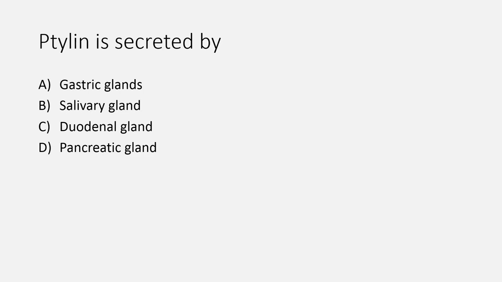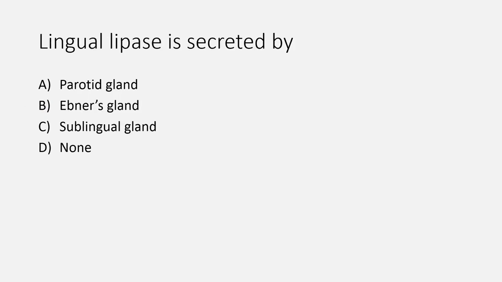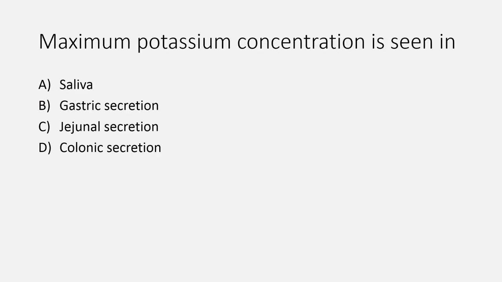MCQs for self-assessment. Ptyalin is secreted by, obviously, the salivary gland. Lingual lipase is secreted by the Ebner gland, which is present on the dorsum of the tongue. Maximum potassium concentration is seen in. The maximum potassium concentration is present in saliva, and the highest amount of potassium is present in the colonic secretion. So here the answer is saliva.